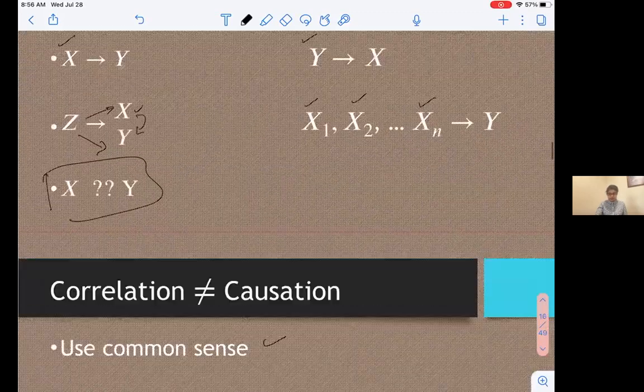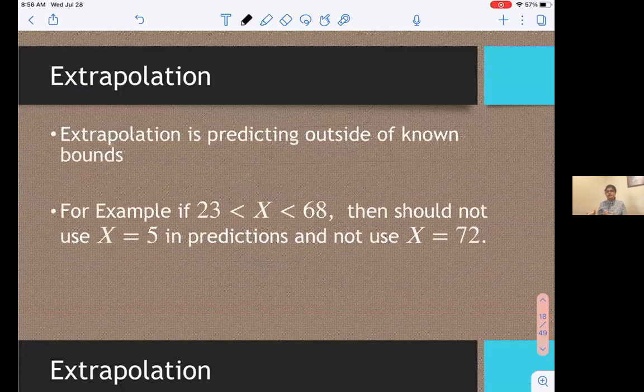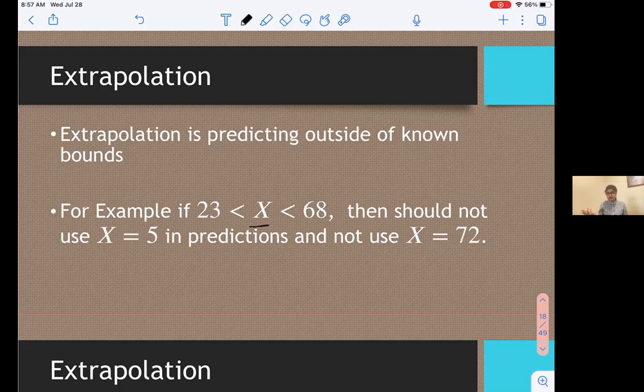So what is extrapolation? Extrapolation is predicting outside of known bounds. If you have X values on your X-axis, you look at the minimum value for X and the maximum value of X for which you have data points in your chart. That is my bounded values. What is the minimum value of x and what is the maximum value of x? In this case, we have two variables, x and y, which is simple linear regression.